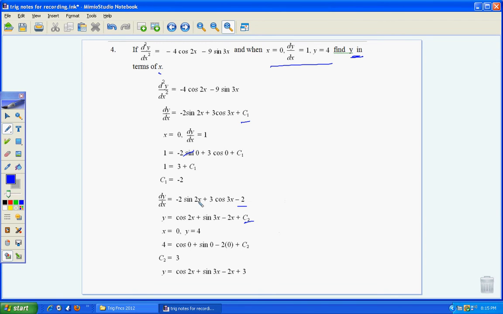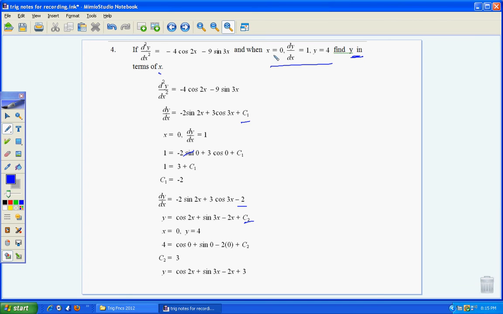Now again, we're going to integrate it again. Sine integrates to cos, and we get the 2 over 2, so that's why it's just positive 1 out the front of cos 2x. And the same way, cos integrates to sine, and we'd have 3 divided by the 3, so the 3's cancel, gives us sin 3x. Don't forget that minus 2 would integrate to minus 2x. And then we get our second constant.